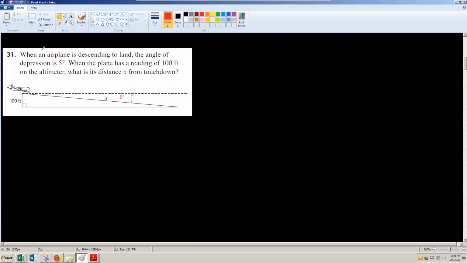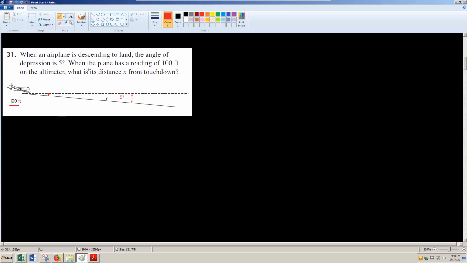So with the airplane descending to land, the angle of depression is 5 degrees. So I feel like these pictures are sometimes a little bit confusing because it's often difficult to squeeze the angle in, because the angle of depression will be really low. So here this 5 degrees is applying to this angle inside here. And the plane is reading 100 feet on its height here.